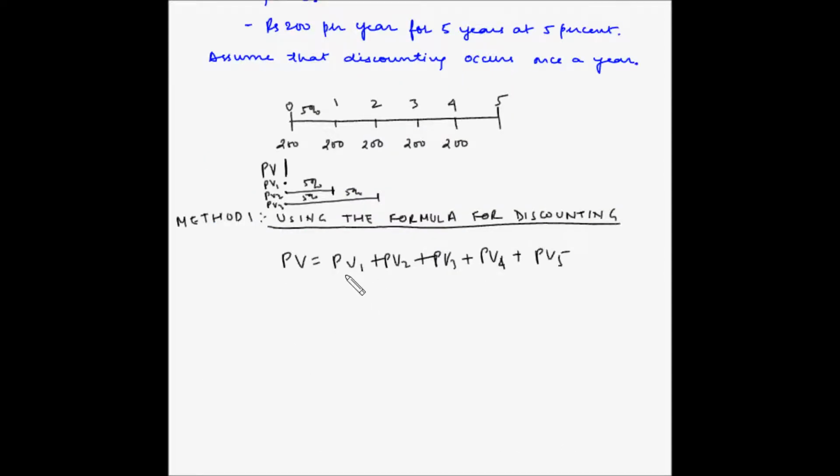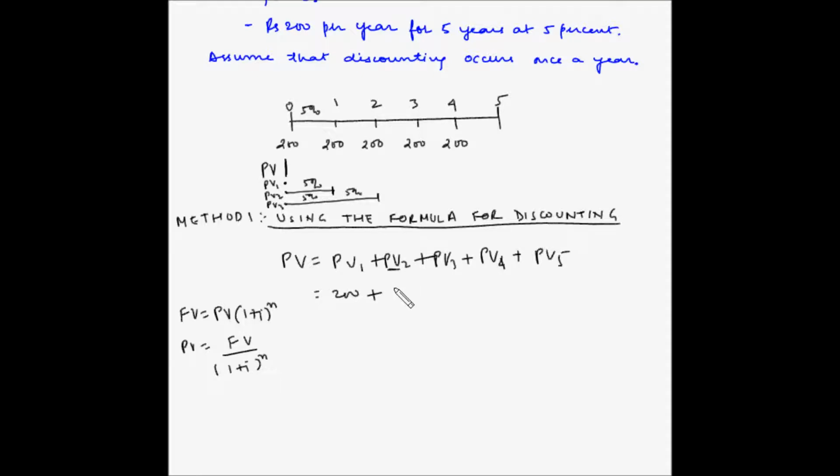Now PV1 is 200. So this is 200 plus, how do we find out what is PV2? We know that future value is equal to present value into (1 plus i) to the power n. Why is this so? Because this can be considered a simple case of compound interest, where FV is the value gained at the end of the tenure, PV is the initial investment, i is the rate of interest, and n is the number of compounding periods. So PV is equal to FV divided by (1 plus i) to the power n.